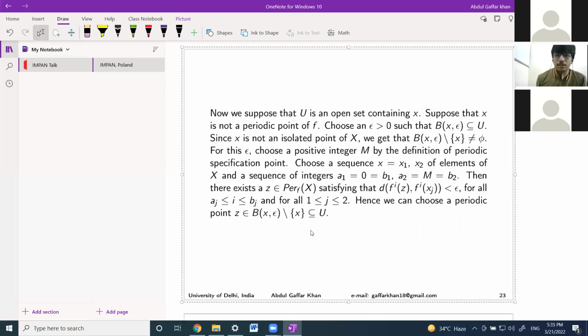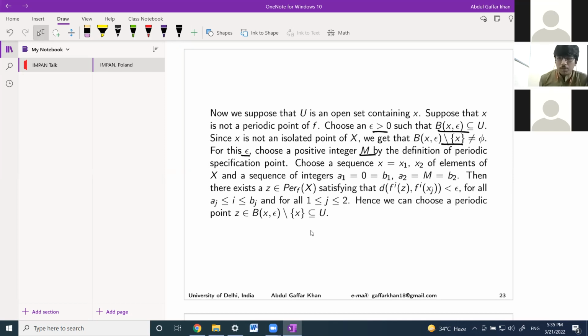So suppose that x is not a periodic point. So for epsilon, we can find a ball which is contained in U. And since x is not an isolated point, this set will be non-empty. So for this epsilon, we can choose M by the definition of periodic specification point, and again fix a sequence in the following way. The initial coordinate x1, because the sequence must be through x to apply the definition of periodic specification, and x2 is some element of X, can be any element, and fixing the sequence a1 equals 0, b1 equals 0, a2 and b2 as m.